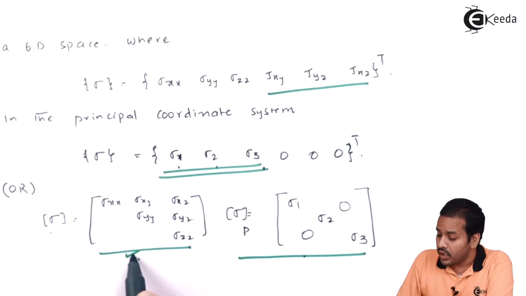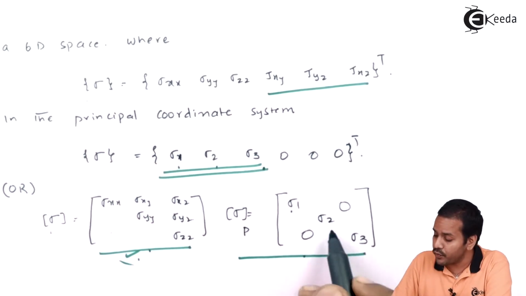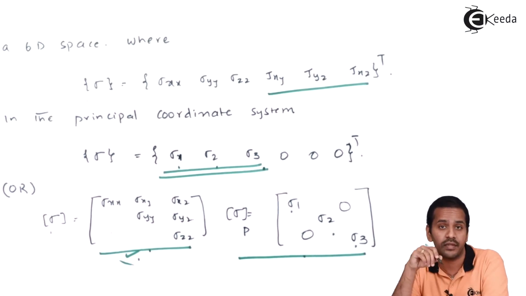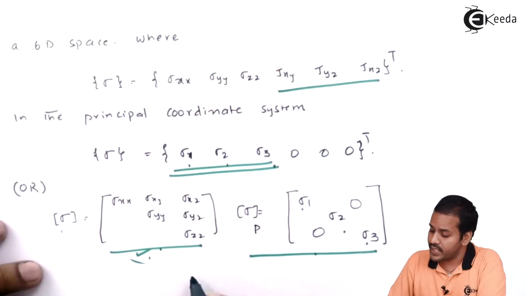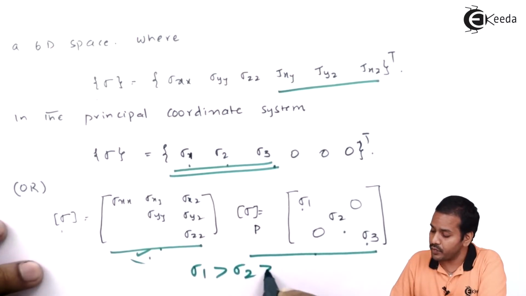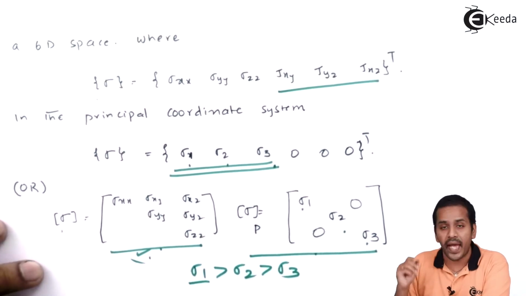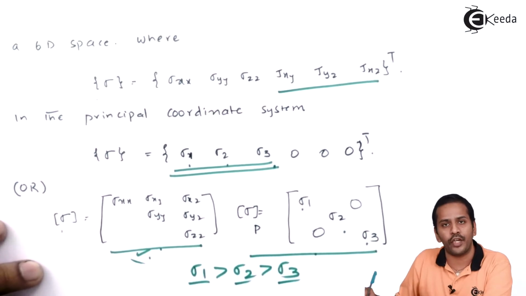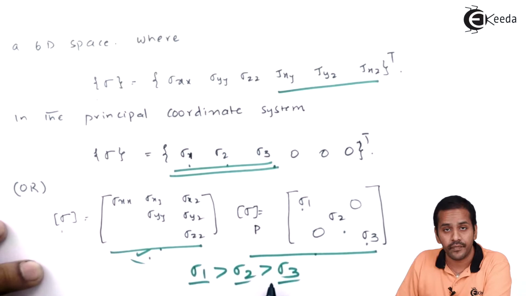So for this coordinate system, we need all the components, but for this coordinate system, we need only 3 independent components, which are called the principal values, in which sigma 1 is greater than sigma 2 is greater than sigma 3. That is, sigma 1 is the maximum value of the stress, sigma 2 is the medium, and sigma 3 is the minimum value of the stress among these 3. These 3 are related like this.